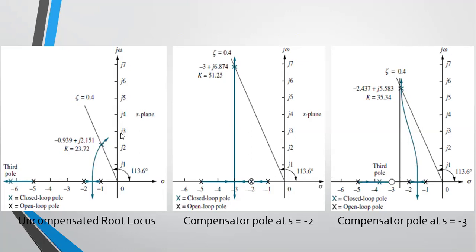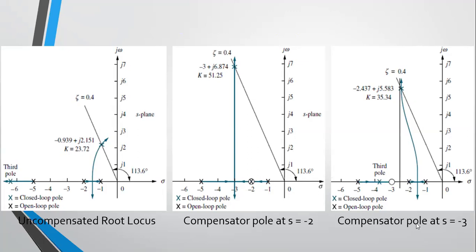So if you compare these two now, if you calculate the settling time, here it's 4 over 0.939, here it is 4 over 3. So you should be able to do a quantitative assessment of how your peak time and settling time are changing. Similarly here, if you look at your peak time, it is pi over 6.874, before it was pi over 2.151.